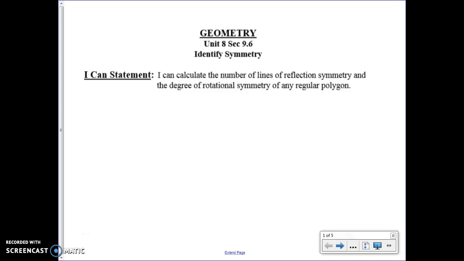Hey guys, so today we are looking at symmetry in figures, and when we rotate or reflect figures, how that symmetry looks inside them.